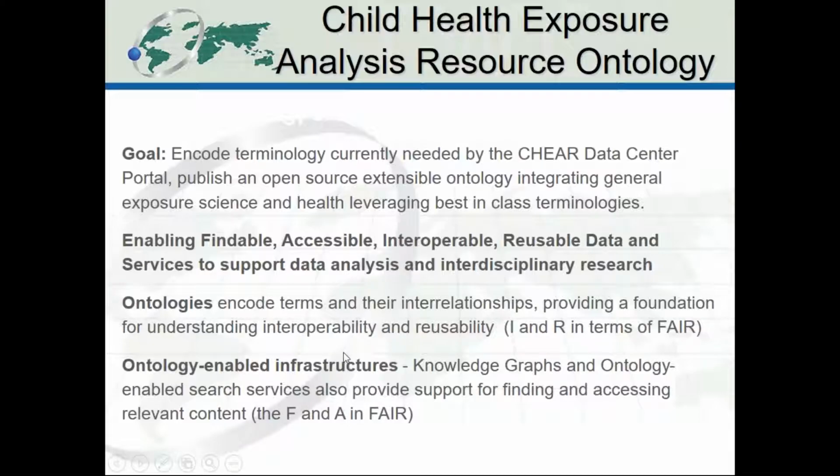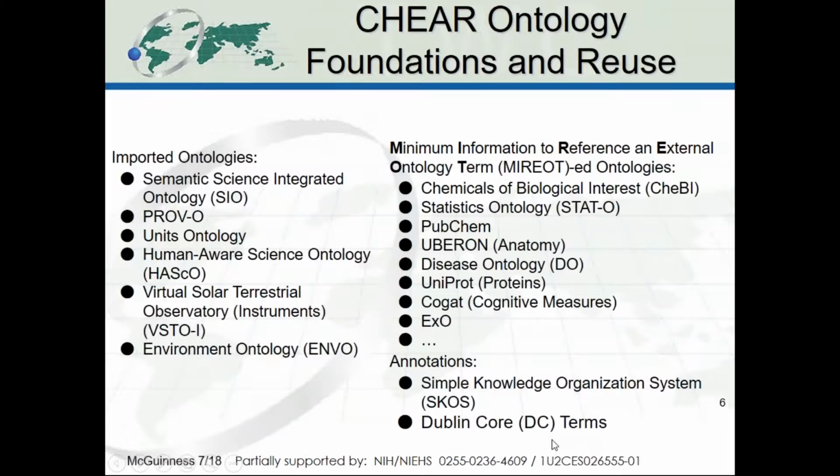And ontologies encode the relationships, basically supporting the I and R in FAIR, and the ontology-enabled infrastructure helps you find it and access it, basically supporting the F and A in FAIR. And actually, both of them kind of support the replicability.